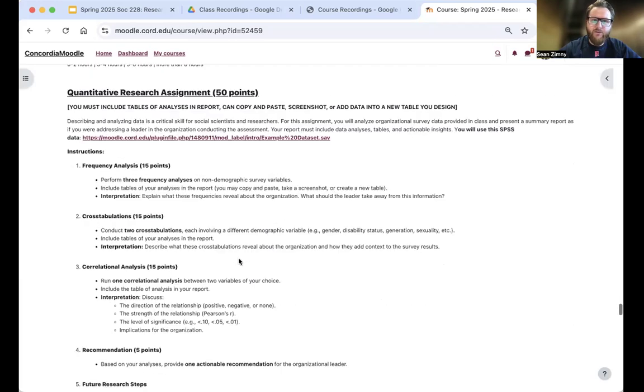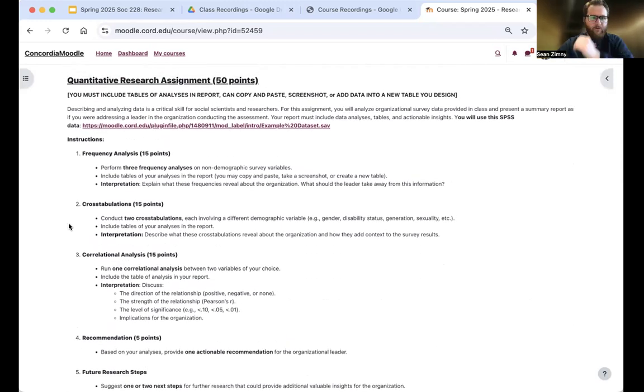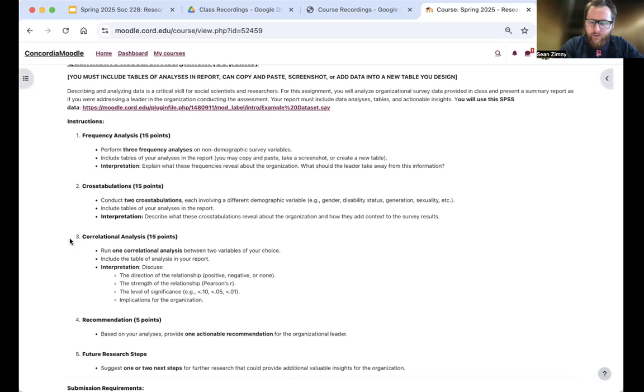Your quantitative research assignment is worth 50 points. So you have to include tables of analyses in your report. You can copy and paste, screenshot, or add the data that you designed. You're going to run the different analyses that we've already talked about. So you're going to run a frequency analysis. You're going to run 3 of them, performing 3 frequency analyses on non-demographic survey data.